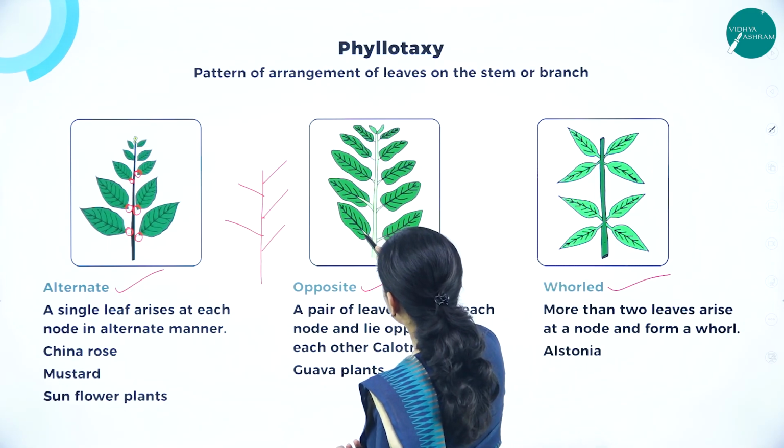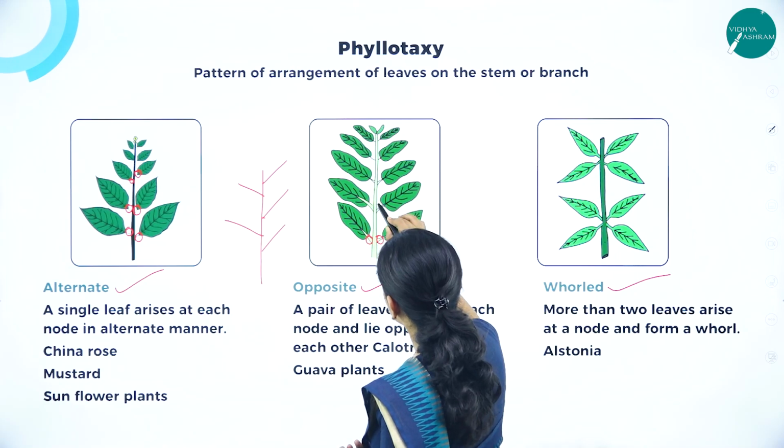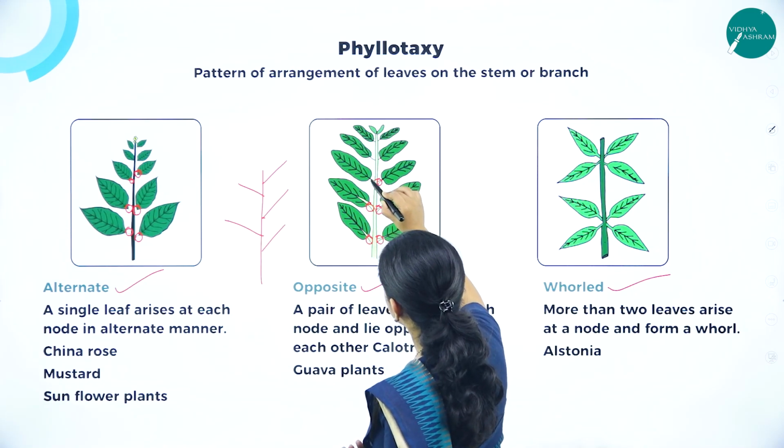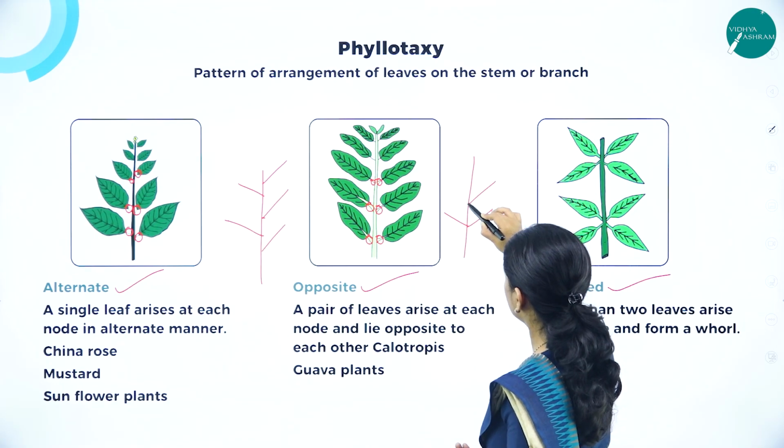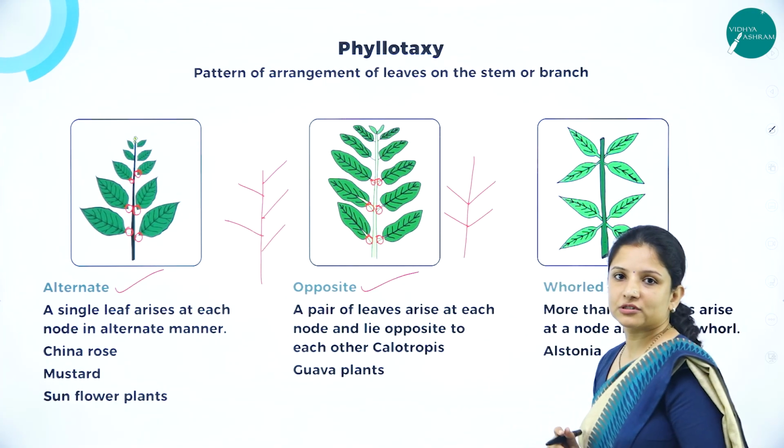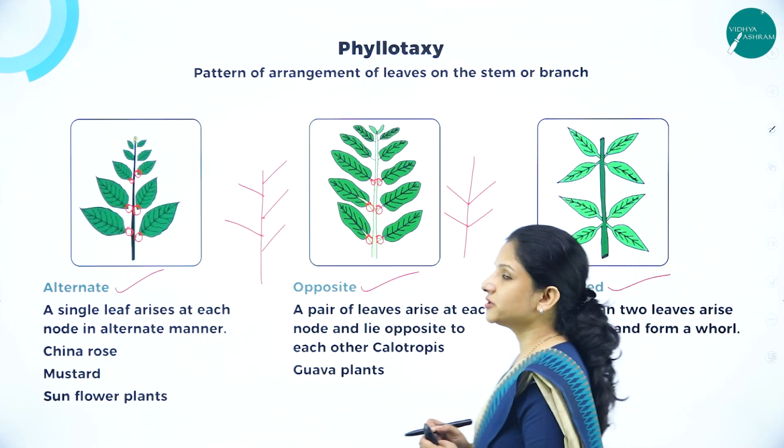Opposite means exactly opposite to each other. You can see here, they're exact opposites. If one leaf is here, the other one will be here, one here, the other one here. This is opposite leaf arrangement or opposite phyllotaxy.